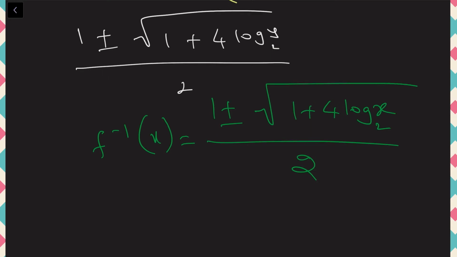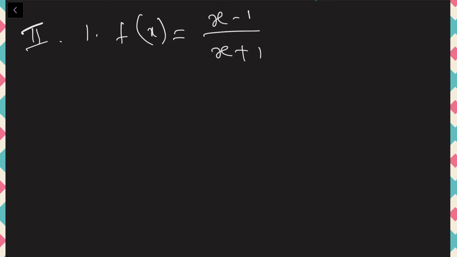Again, we will be having a second bit also. Now, let us start the second bit. In the second bit, the first question is given as: if f of x is equal to x minus 1 divided by x plus 1, then verify that f of f inverse of x is equal to x. One function f of x is given. Here f inverse of x is there. So first, for the given function, I will find the inverse.